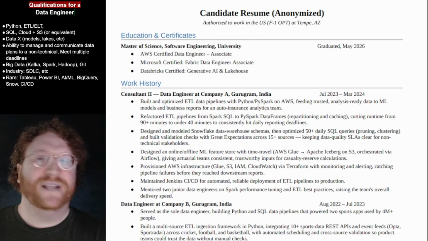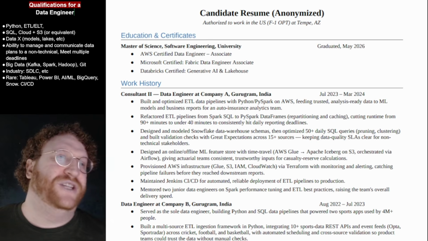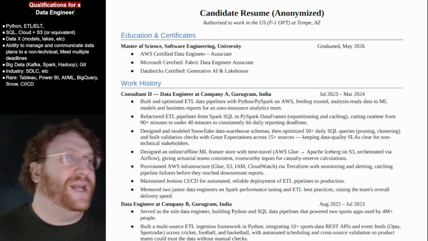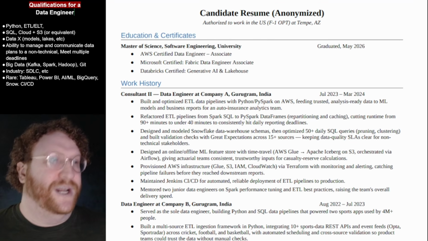This is a resume of a data engineer. So this person said, I changed my resume as per the template and also updated the resume bullets. I'm not sure if this is good or should I change more.